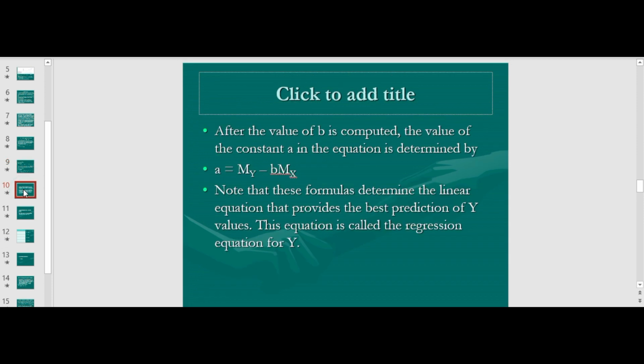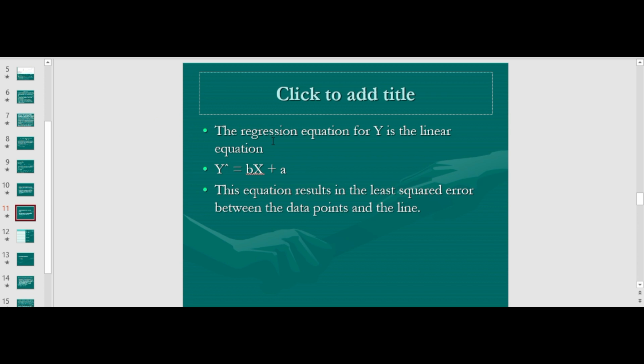So after calculating the value of b, we will calculate the value of a, which is equal to the mean of y minus b, which we have already calculated, times the mean of x. Note that these formulas determine the linear equation that provides the best prediction of y values. This equation is called the regression equation for y. The regression equation for y is the linear equation y hat is equal to bx plus a. This equation results in the least square error between the data points and the line.